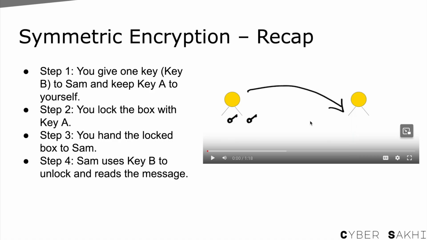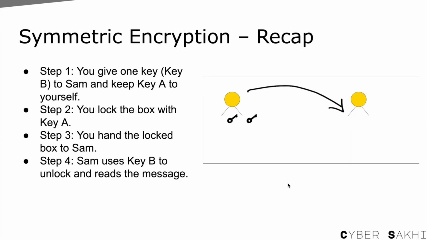Let's keep rolling. Let us do a quick recap of symmetric encryption. Here's how it works. Step 1: I hand over one of the keys, key B, to Sam. Step 2: I lock the box with my key, key A, and inside the box I put a super secret message: Hey Sam, the pizza's on you tonight. Step 3: I send the locked box to Sam. Anyone who tries to read the message along the way will only see the locked box.